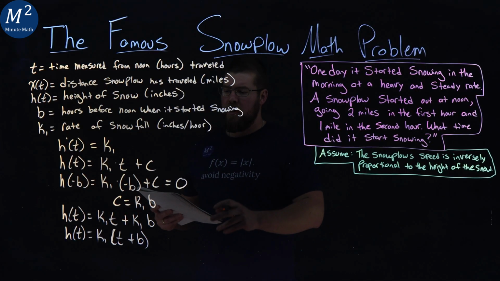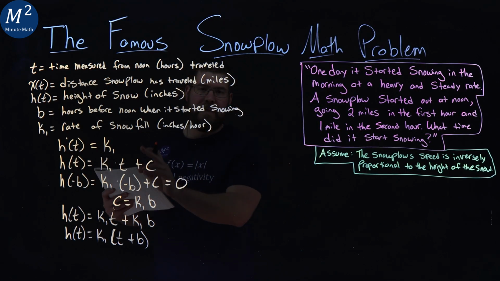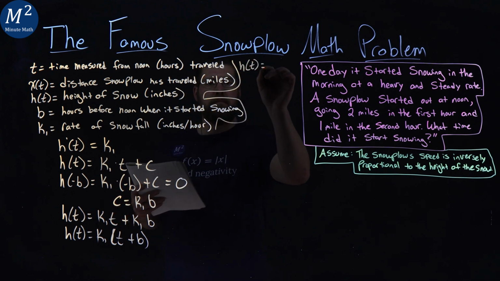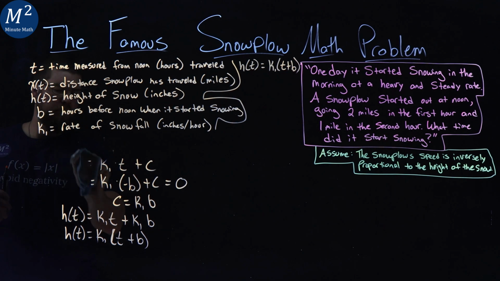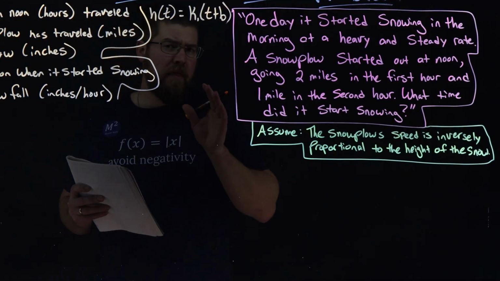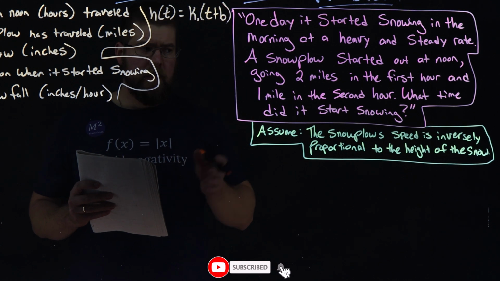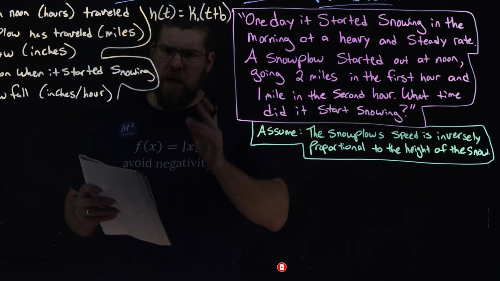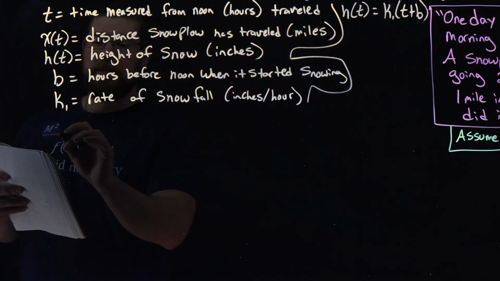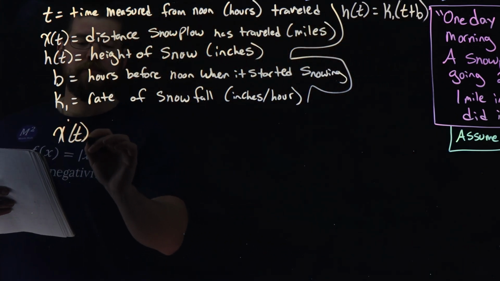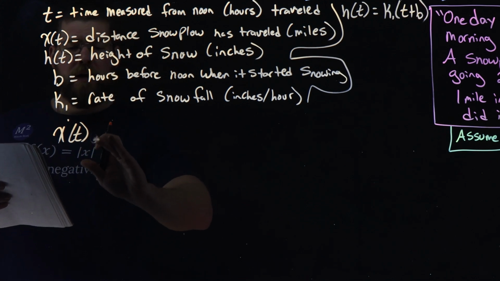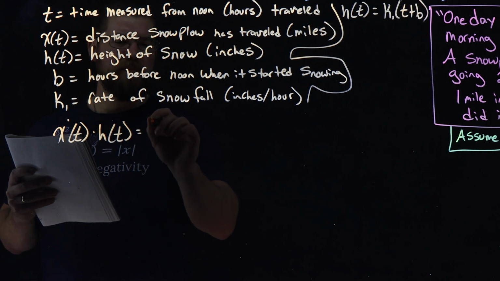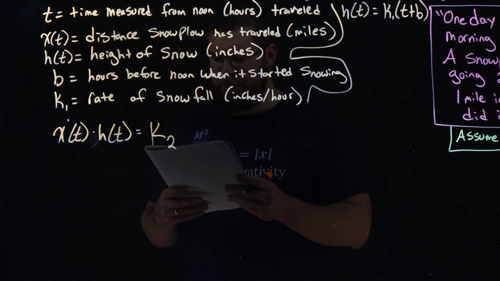To have more room, I'm going to rewrite this up here and erase this part. So I'm going to rewrite that h of t here. Okay, this is where our assumption comes in. The snowplow speed is inversely proportional to the height of the snow. So the snowplow speed we can write as x prime of t, and that multiplied by our h of t equals some new constant K2.